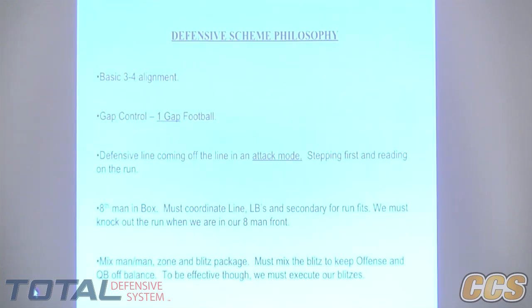And we're going to mix man-to-man in. We do play some man, but I'm a zone pressure team. Mostly, I've got a trap coverage that we run that helps with your zone blitz package.